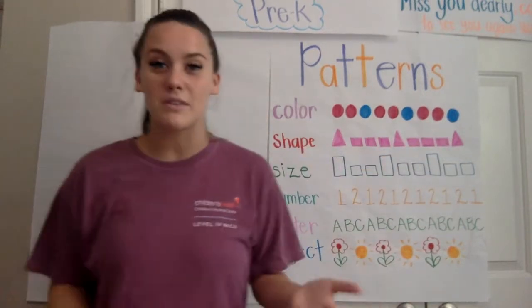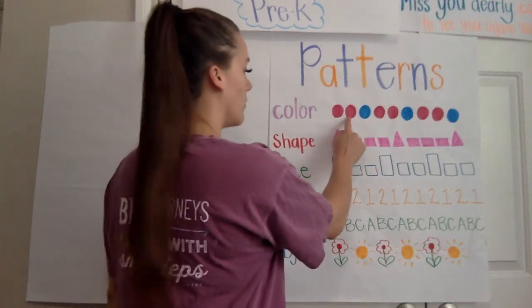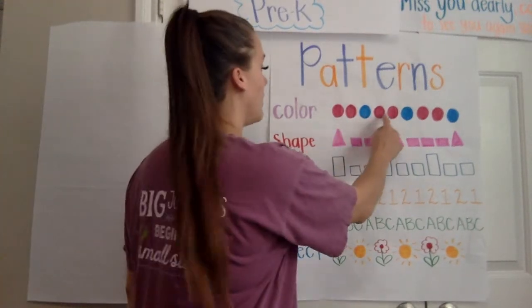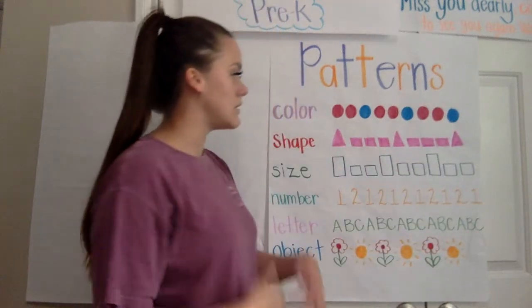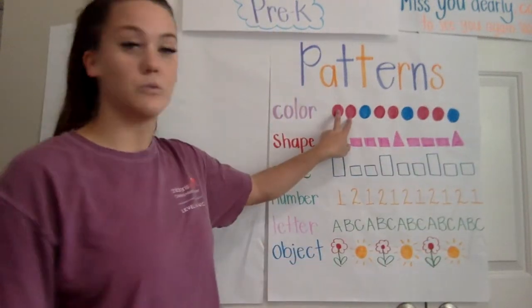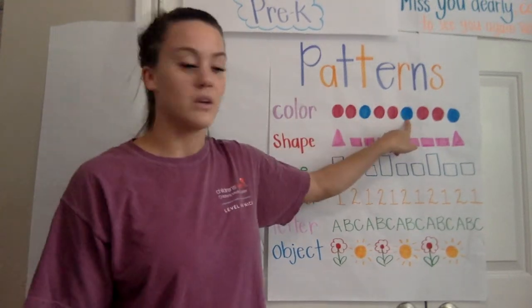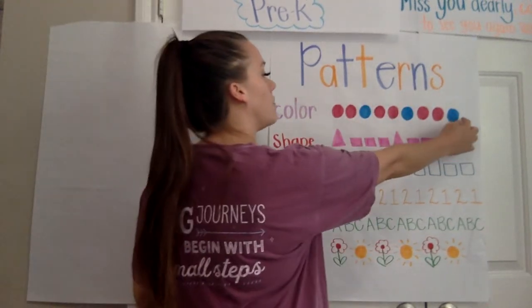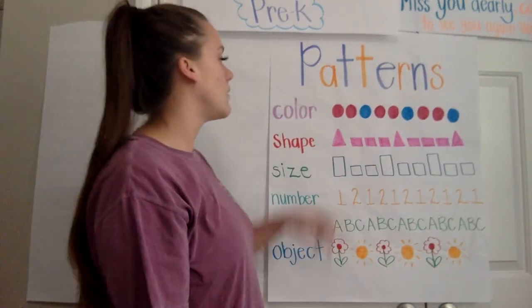Okay, so if you said it correctly, this is what it would have said. Red, red, blue, red, red, blue, red, red, blue. So we see the pattern as two reds and then one blue. So if we continued this pattern, it would be two reds and then one blue. Correct. So let's move down to the next one.